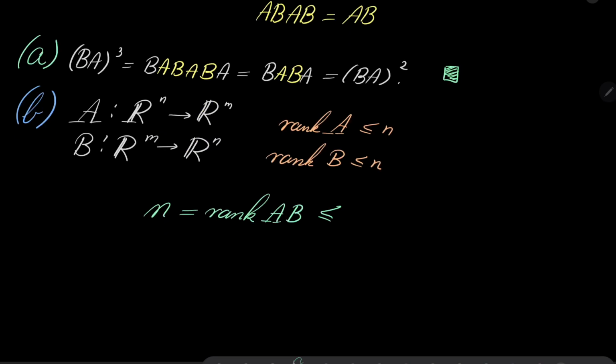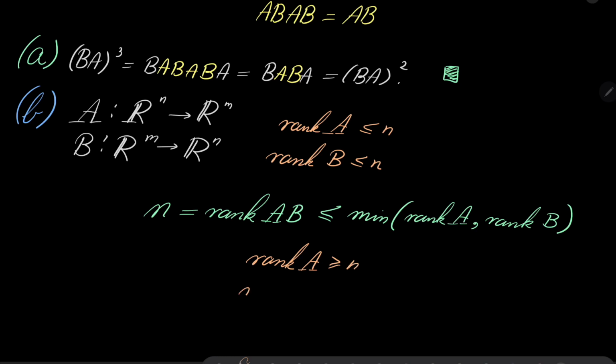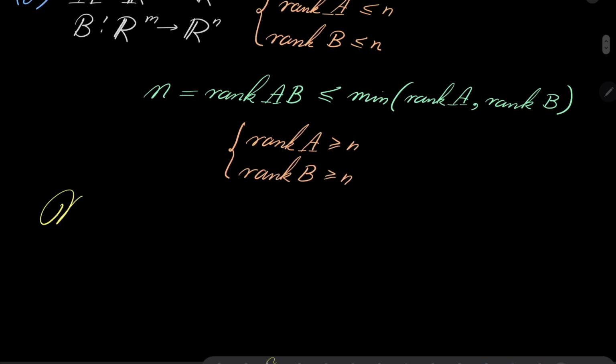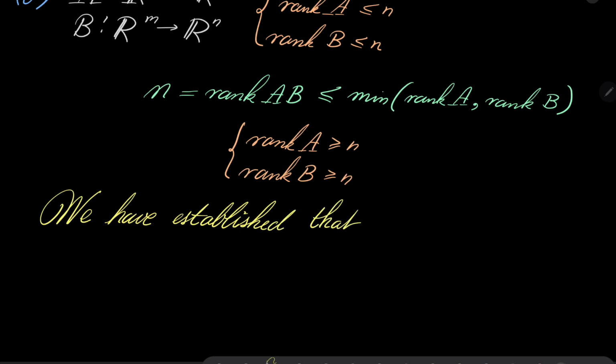And the rank of a product is always less than or equal to the minimum of the rank of A and the rank of B. Alright, but since n is less than or equal to the minimum of these two ranks, then these two ranks must both be greater than or equal to n. Now you clearly see that they must both be n. So we have established that rank of A equals rank of B equals n.